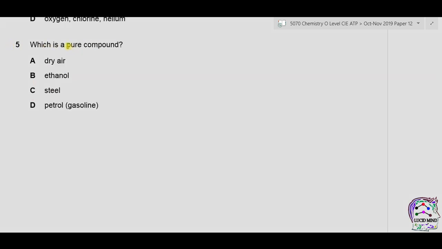Question number 5. Which is a pure compound? A is dry air. Now we know that dry air is a mixture because it consists of a number of gases such as nitrogen, hydrogen, oxygen, and other gases. B is ethanol. Ethanol is an alcohol which is a pure compound. It just consists of C2H5OH.